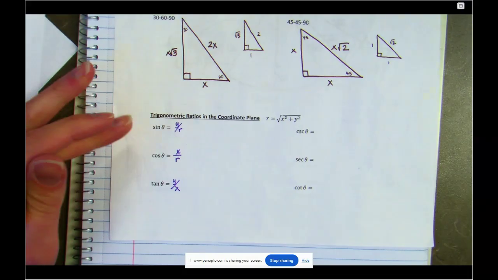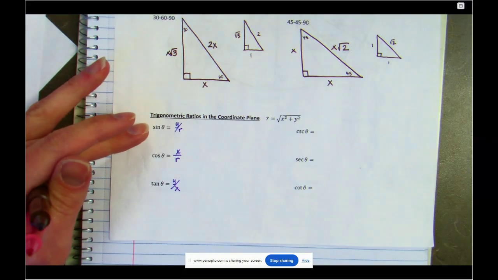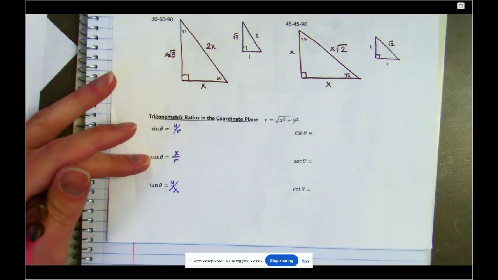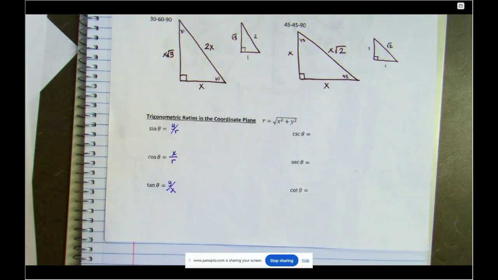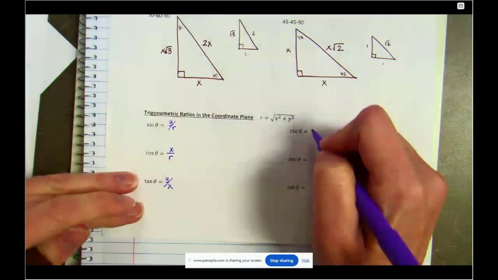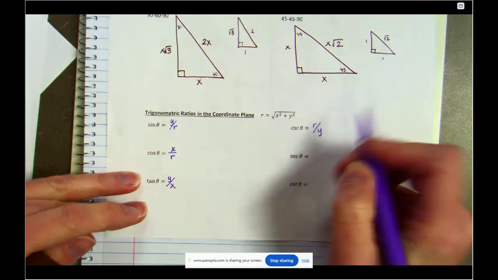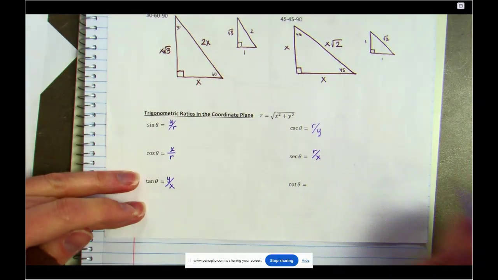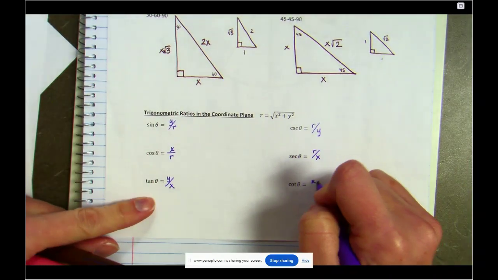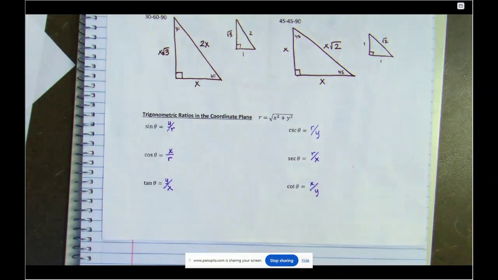Okay. Right, so it's pretty much a good guess. So sine is Y over R, cosine is X over R, and tangent is Y over X. Cosecant is R over Y. Secant is R over X, and cotangent is X over Y. Those are just reciprocals. But this makes it easy. It just gives you formulas so that anytime I give you a coordinate point and say find the whatever, you can.